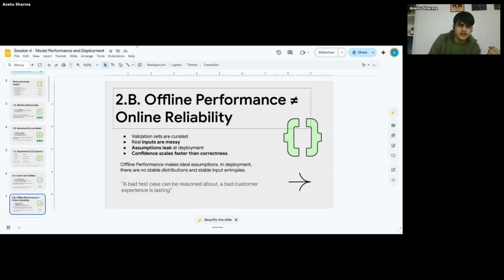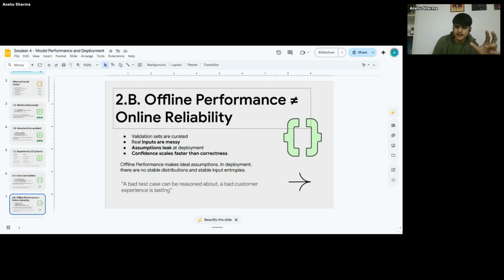All right, so now we have two words here: offline performance is not equal to online reliability. What does offline and online mean? So offline means when your model is not facing the users, and online means once your model is deployed. So those are two states a model can be. It can be offline or online. Offline means your model is not yet deployed, you're still working on it, and it is not taking queries from users. Online means your model is deployed and it has started taking queries from users.